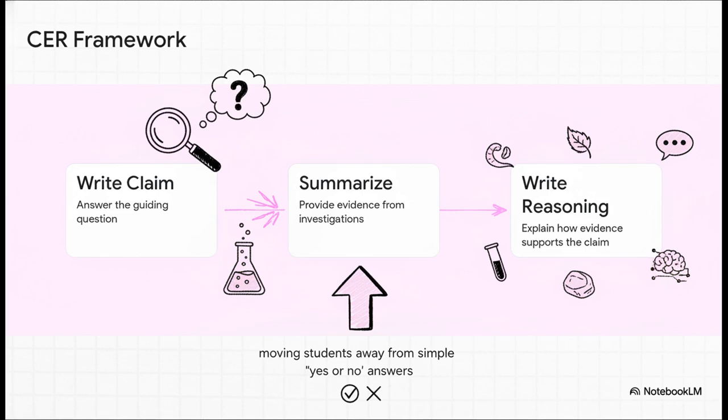Imagine a student testing different surfaces. Their claim might be, the car went faster on the wood. Their evidence, it traveled 10 inches on the wood, but only 5 on the carpet. And their reasoning, smooth surfaces like wood have less friction, which lets the car move faster. Giving them this exact structure empowers them to communicate like true professionals.